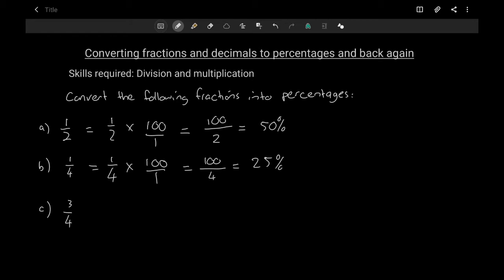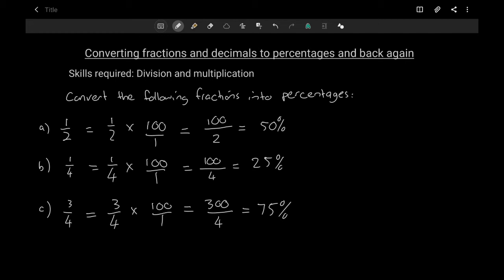For our final example, let's convert 3/4 into a percentage. So we do exactly the same thing. We write 3/4 and we multiply that by 100, or 100 over 1. So top times top, which is 300, over bottom times bottom, which is 4. And 300 divided by 4 is 75. So the answer is 75%.